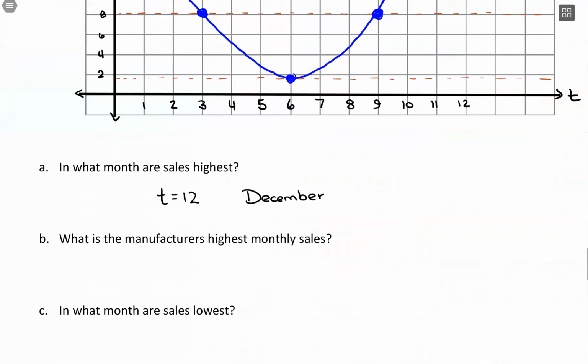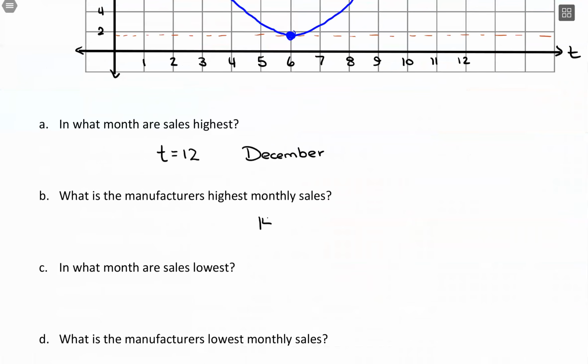So that would be $14.35 million. How we also found that was by taking the midline plus the amplitude, which gave us that value. So you can see it on the graph right there.